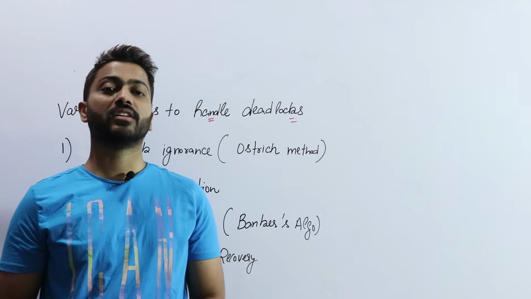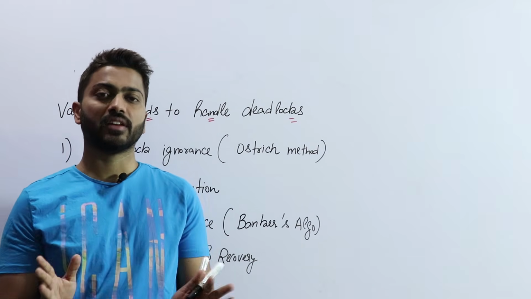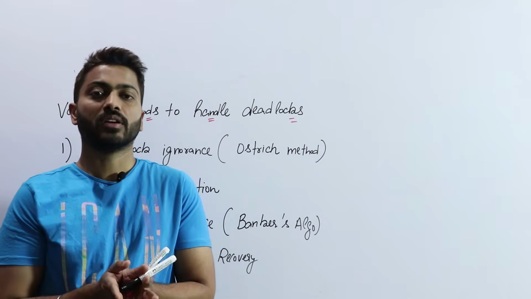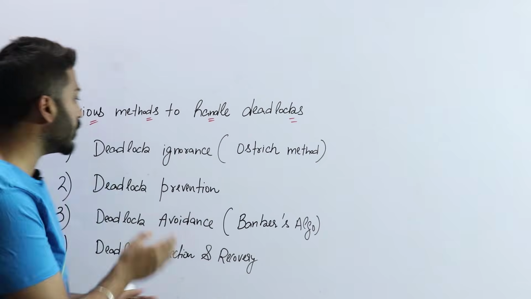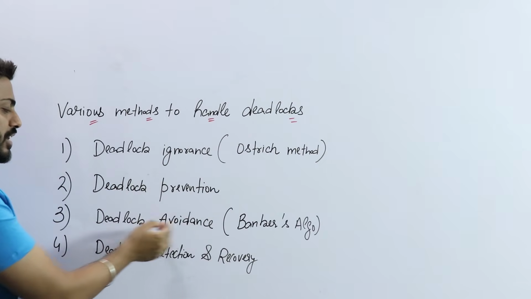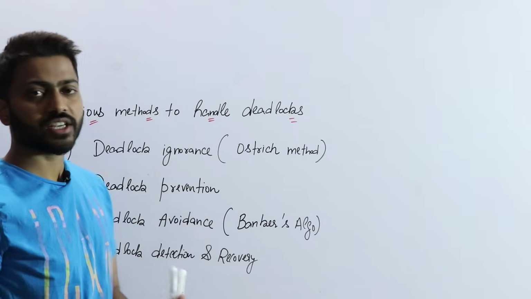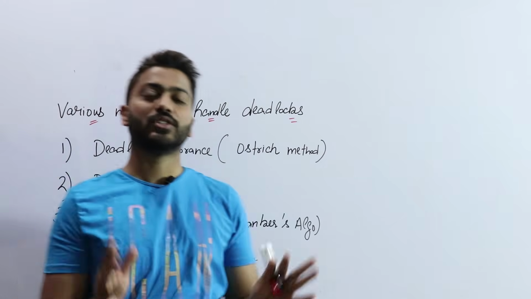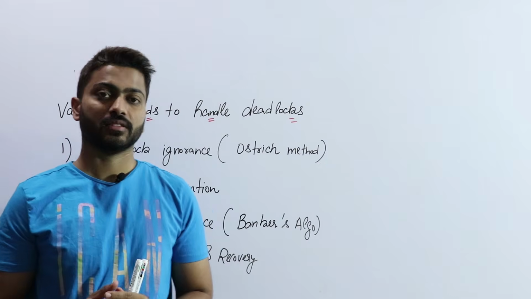Various methods to handle the deadlock situation. Basically there are 4 important methods which are used to handle the deadlock. The methods are deadlock ignorance, deadlock prevention, deadlock avoidance, and deadlock detection and recovery. The first method is deadlock ignorance, which is also known as the ostrich method.